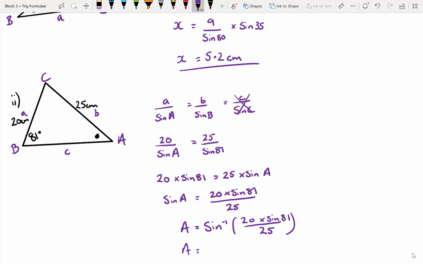Okay, if we were to do some of the working as we went, then it's going to round for us, and then we're going to miss little bits off, and we don't ever know what it is we're going to end up getting. So we're going to do 20 multiplied by sine of 81 divided by 25, and we're going to take inverse sine, and we get an angle of 52 degrees. And so we can use our sine rule to help us find either a missing side or a missing angle.